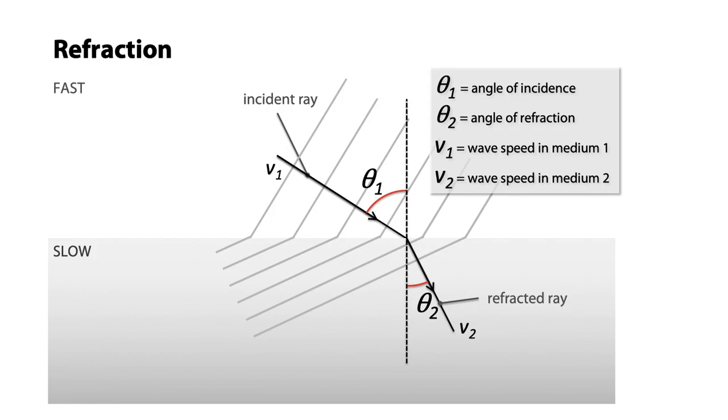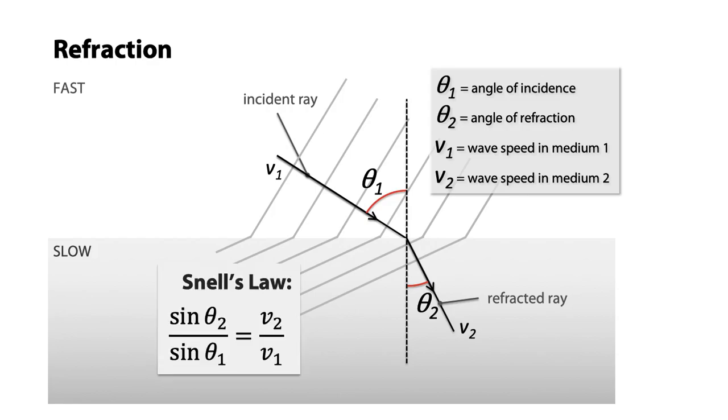We have v1, the speed of the wave in medium 1, and v2, the speed of the wave in medium 2. To predict the relationship between theta 1 and theta 2, we use something called Snell's Law. It's a little bit more complicated than the law of reflection. The law of refraction, or Snell's Law, is that sine theta 2 divided by sine theta 1, the ratio, is equal to the ratio of the speed of a wave in the two media.